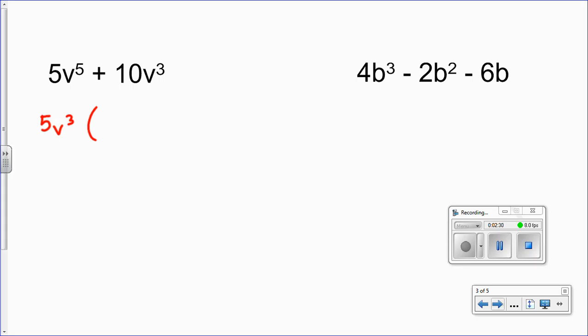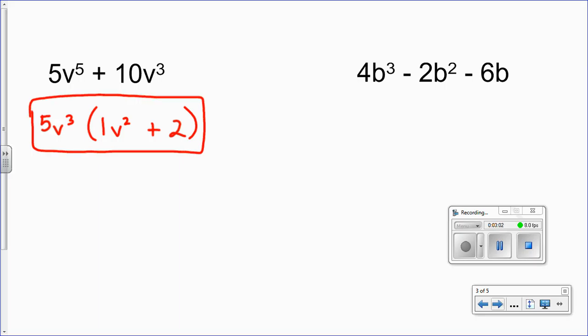So what would you multiply 5 by to get 5? We multiply by 1. So you can put 1, you don't have to. What would you multiply b cubed by to get b to the 5th? Well, you would need 2 more b's, so b squared. Okay, plus, what would you multiply 5 by to get 10? 2. b cubed to get b cubed? Just 1. So that's just going to be 2. So here's our answer.